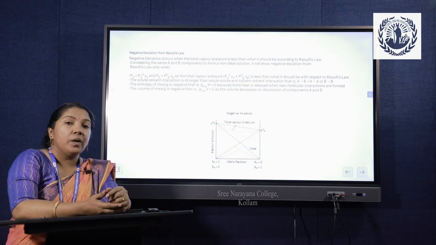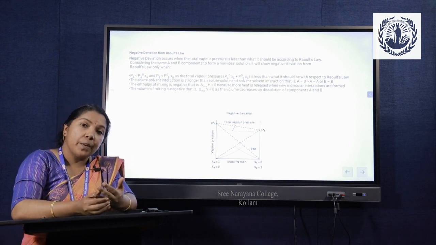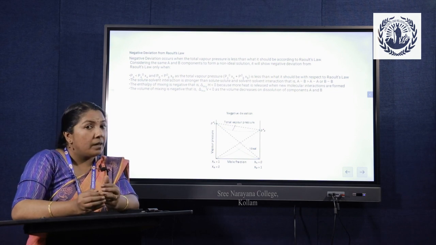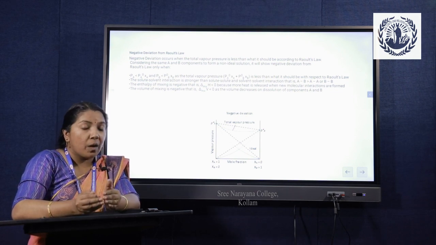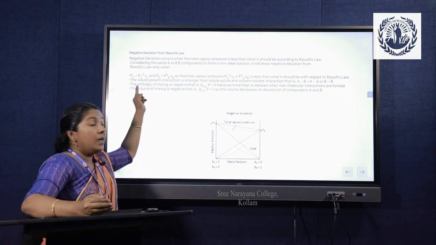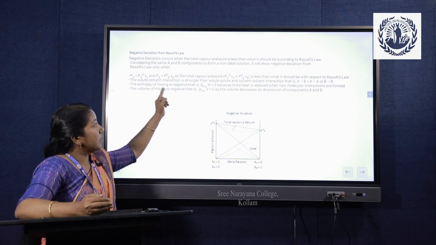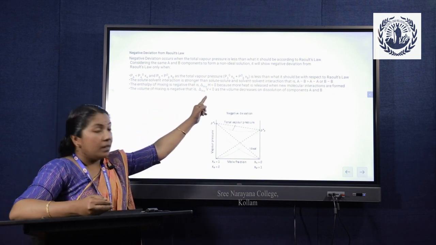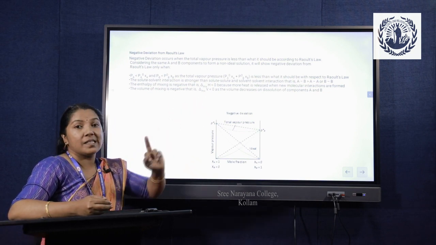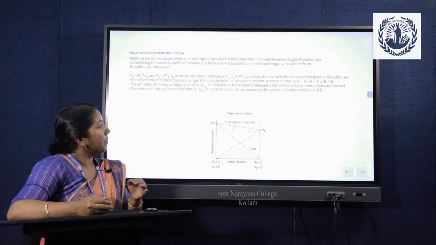Next, let us discuss negative deviation from Raoult's law. Negative deviation means the vapor pressure of a component is less than that expected from Raoult's law. The value expected for A from Raoult's law is P0A into XA. So here PA will be less than P0A into XA and PB will be less than P0B into XB. And the total vapor pressure is less than that expected in Raoult's law, which is P0A into XA plus P0B into XB.